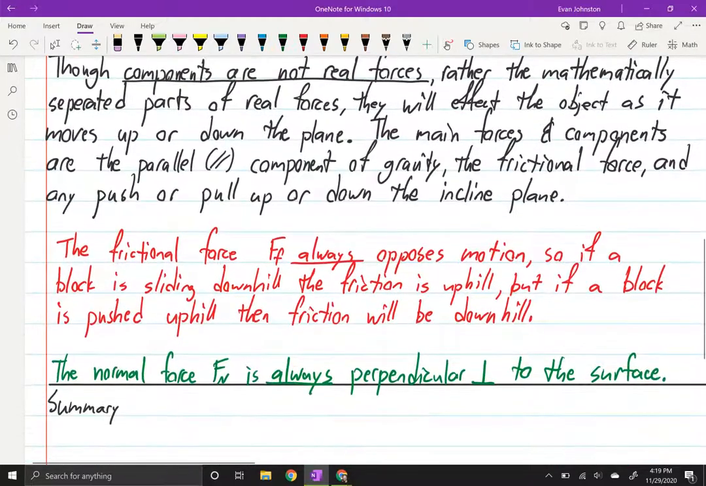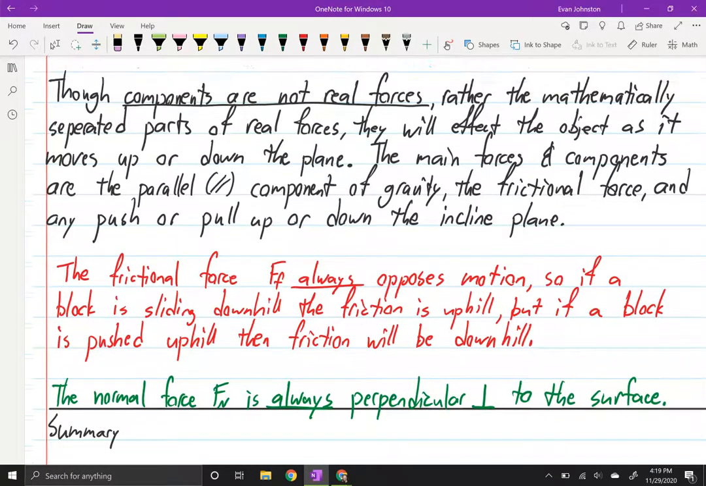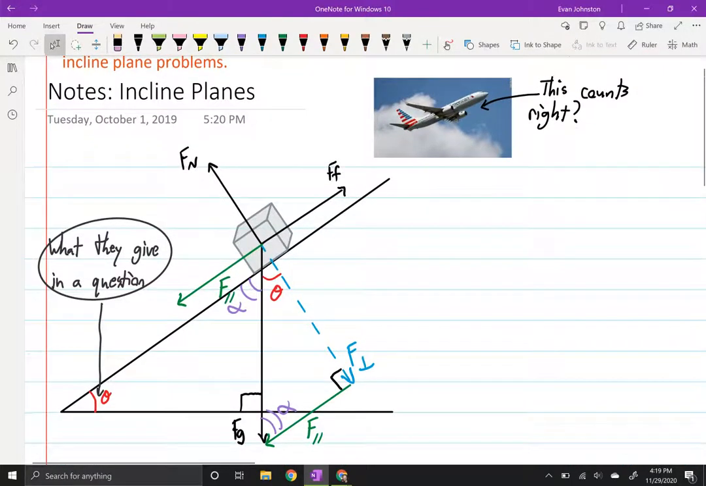And just one last thing: if you want to use a fancy word instead of perpendicular, you could totally call this orthogonal, because that is a synonym for perpendicular. That's really it as far as our inclined planes, and we'll start looking at some problems for this.